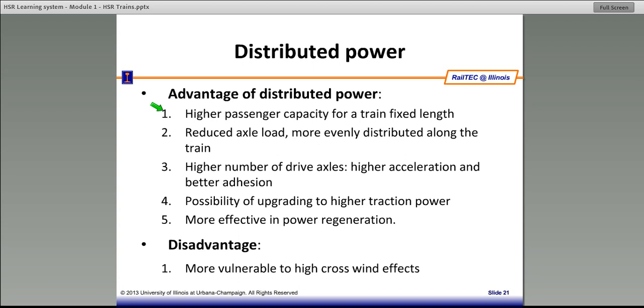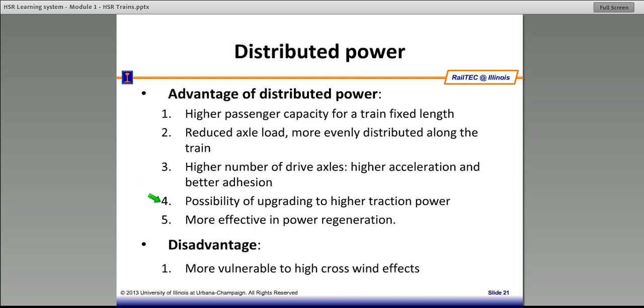Okay, and it is because the head car and tail car can all be put into the passenger compartment. Of course, then the axle load can be reduced, and this is better designed for the stability or running ability of the train. And then there is also the higher number of driving axles, which provides better acceleration and better efficiency.